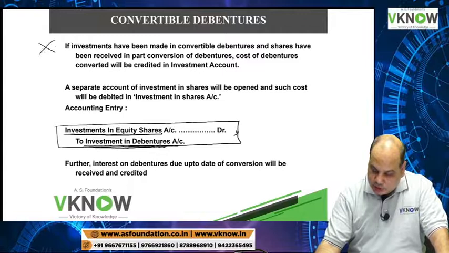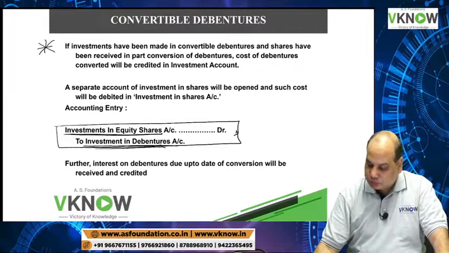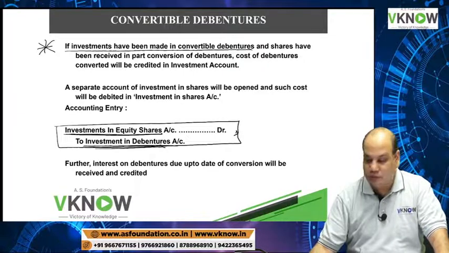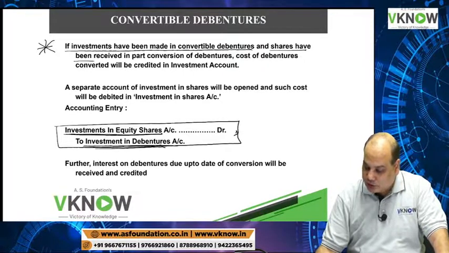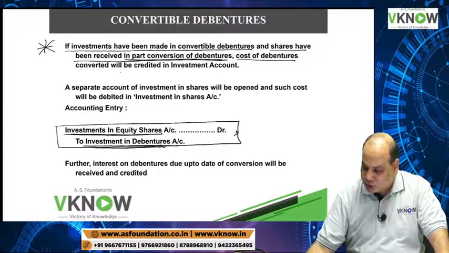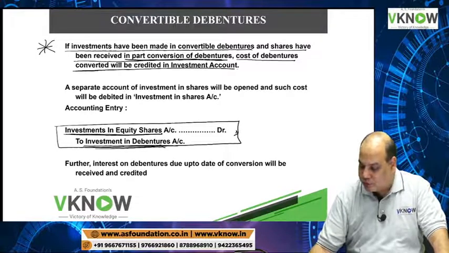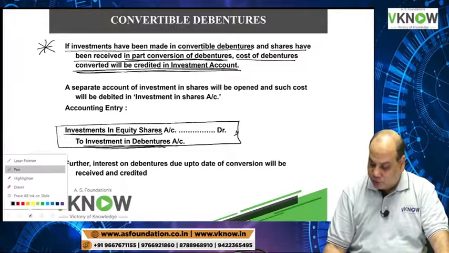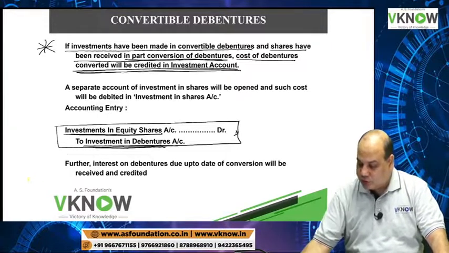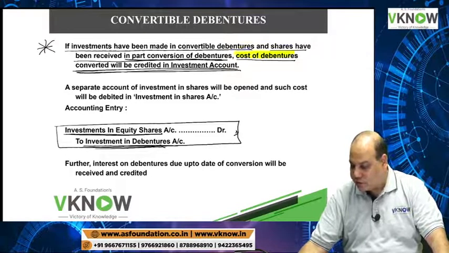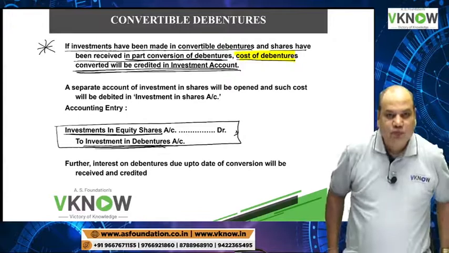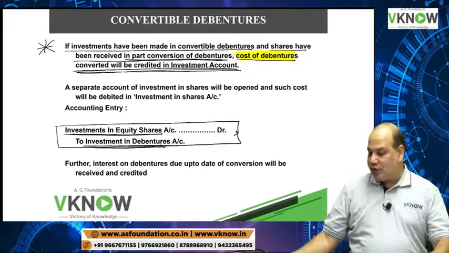So let us read the notes. If investments have been made in convertible debentures and shares have been received in part conversion of debentures, then the cost of debenture converted will be credited to investment account. So the student will have to prepare some working note here, in case of partial conversion.